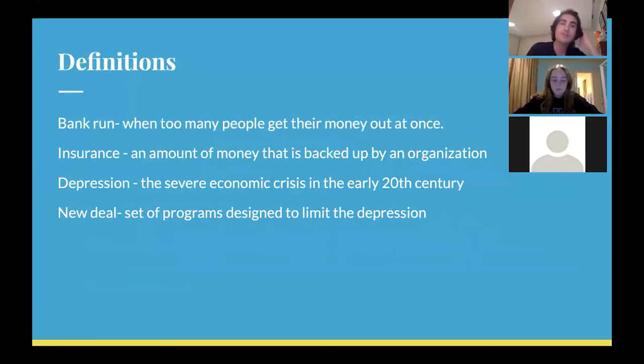So let's go back to the definitions, so everyone has a rundown on it. Bank run: too many people take their money out at once. That's like It's a Wonderful Life. Everyone goes to the banks and tries to get it out at one time. Insurance: an amount of money that's backed up by an organization. So you can have life insurance, car insurance, house insurance, all this type of stuff that's backed up by an organization. And then the Great Depression was this economic crisis in the 1920s that kind of set the world into a recession. And then the New Deal was what was set in place by Franklin Delano Roosevelt, FDR, as many may know him, to cure the Depression.